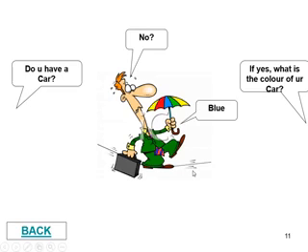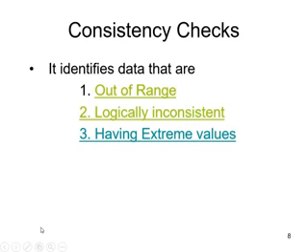Now, this option is not possible because you cannot have two things happening simultaneously. If you don't have a car, you cannot have a car of any color. So they are logically inconsistent. That means the answer to this particular question, the value of this particular variable, actually controls the value of the next variable. Such are examples of logically inconsistent data.